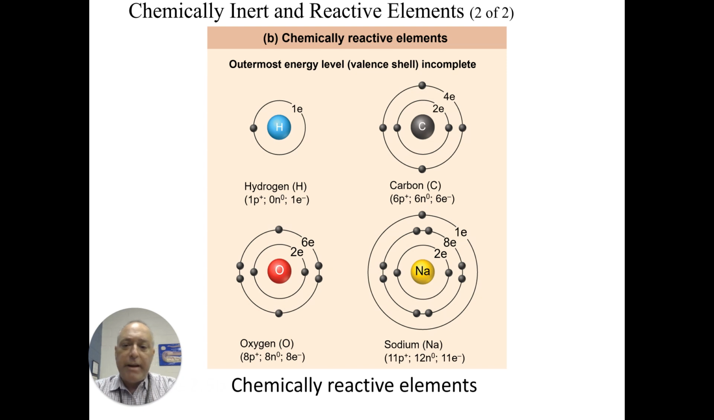Now, there are other elements that are reactive. Hydrogen, with its one electron, can lose that electron. Carbon, with its four electrons, it's going to try to lose or gain. Oxygen, it's got its seven electrons, so it's got one electron short of eight. So oxygen, they really want that electron. It makes it what's called electronegative. And sodium just has one electron in its valence shell. You can see this last shell. And so it can donate this electron pretty readily.